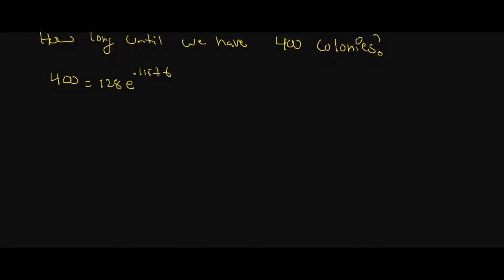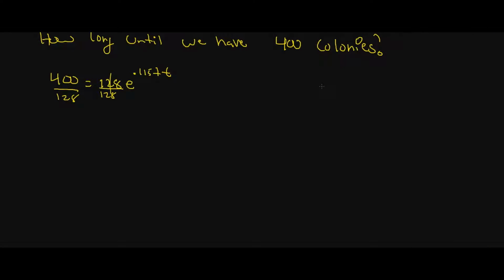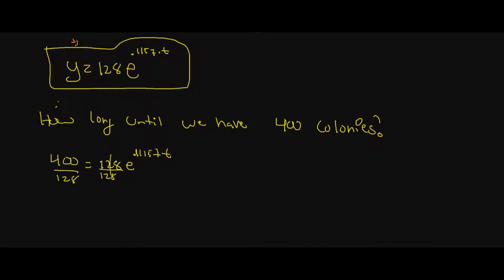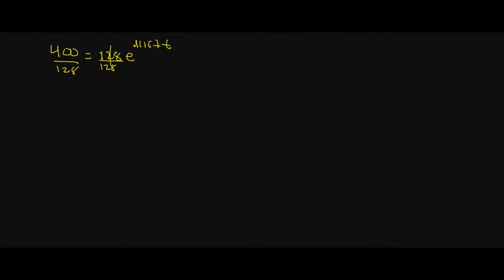And look, it's almost the same process. We want to find how long. Well, that's what t represents. So we divide 128 to both sides, and we do 400 divided by 128. Let's see, oh, it's 0.1157. Good catch there. If you didn't catch it, let's go back up here and make sure we adjust this. 0.1157. That could have made a significant difference.